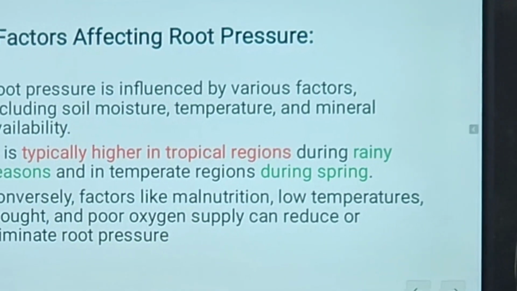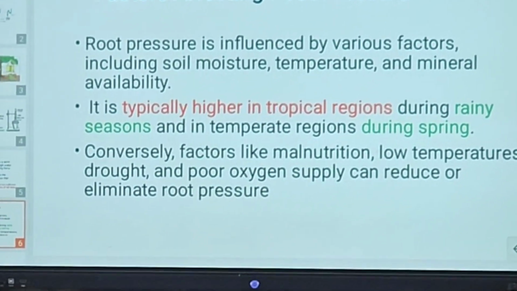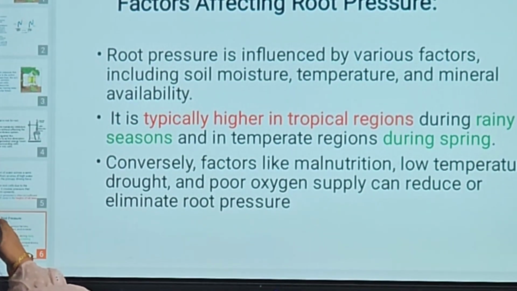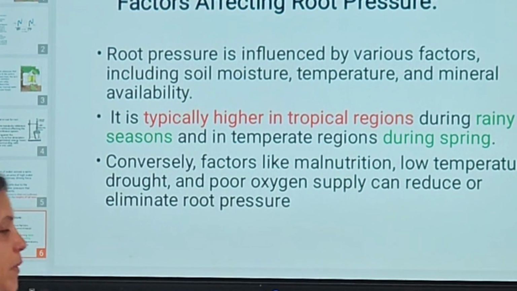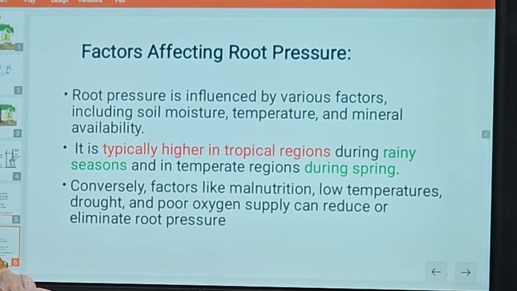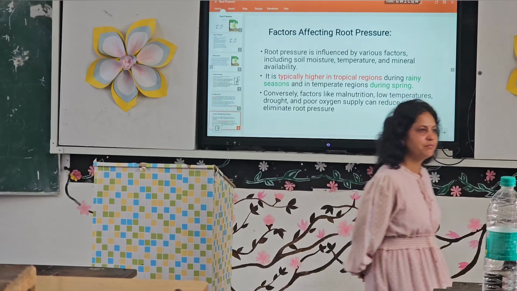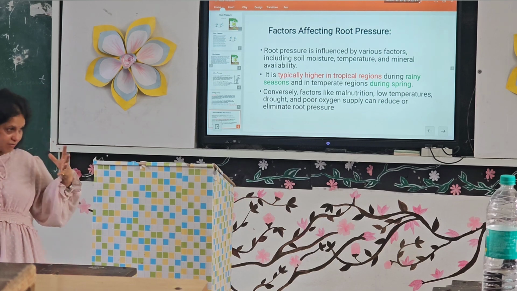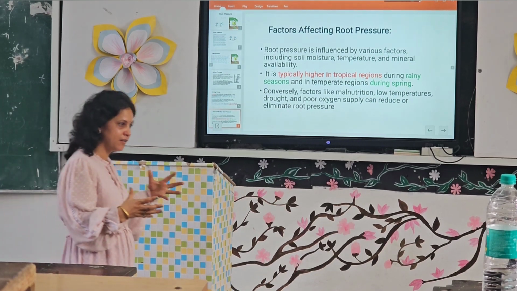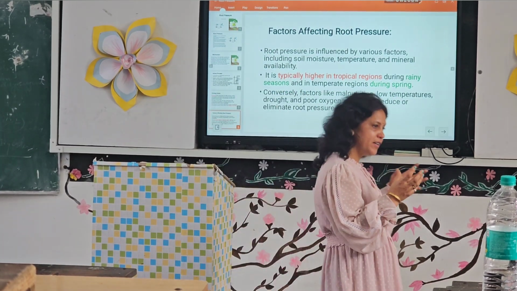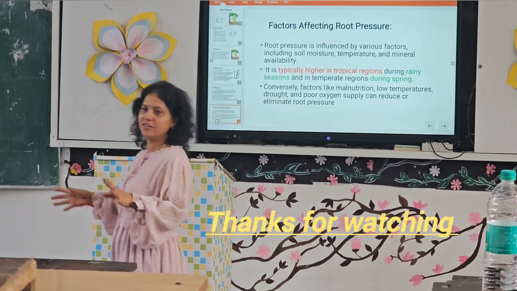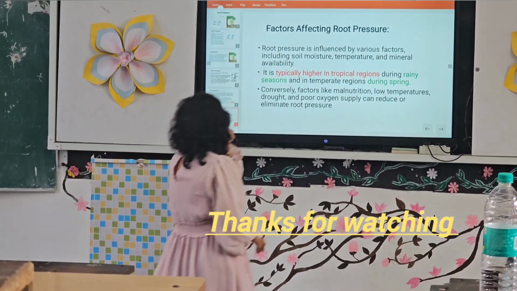Factors like malnutrition, low temperature, drought, and poor oxygen supply can reduce or eliminate root pressure, because they affect the ATPase activity or permeability of the membrane. So water is not properly transported across the membrane. So, friends, that's all about the root pressure. I hope this topic is clear to you. It is very simple. The hydrostatic pressure develops in the tracheary elements of the xylem due to metabolic activity of the root, which generates energy and transports water from higher concentration to lower concentration.